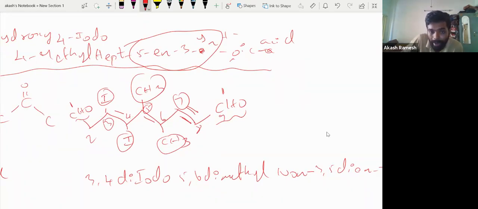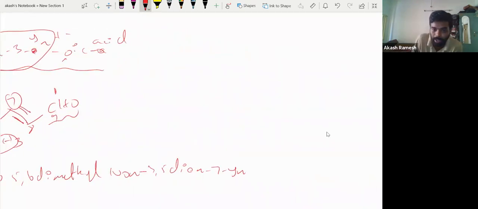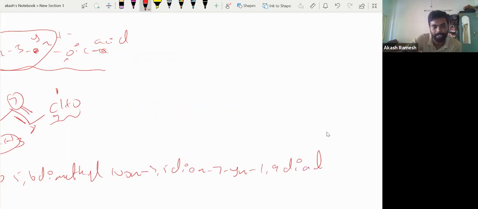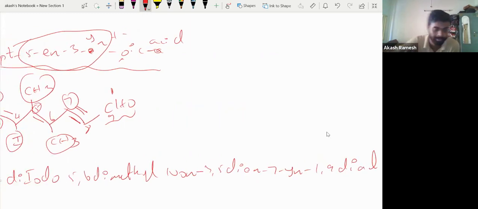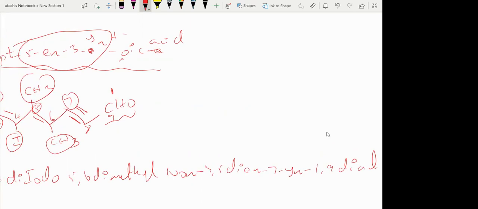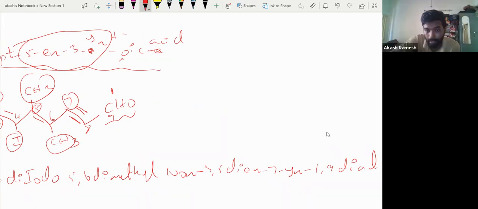And again, you have 1 and 9 having these things. So I will write 1,9 di-al. This is the name of the compound. Sir, here also, as we know that aldehyde always comes in the terminal position, can we just say dial? Yeah, you can tell dial, but it's better to mention these numbers.